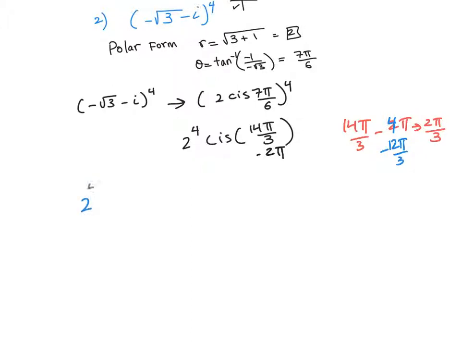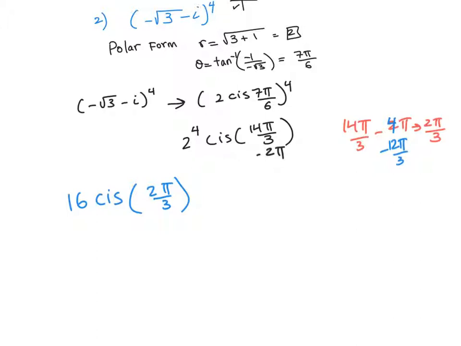So then my value is going to be 2 to the power 4, which is 16. That's the polar form: 16 cis 2 pi over 3. So remember that the angle cannot be negative. It cannot be beyond 2 pi. It has to be between 0 inclusive and 2 pi not included.